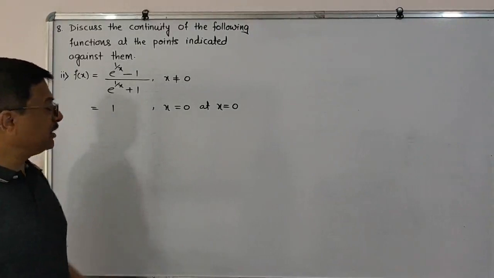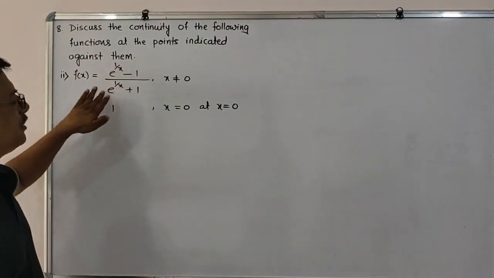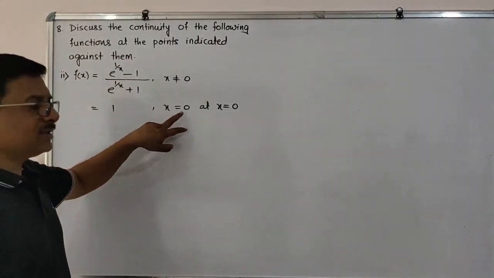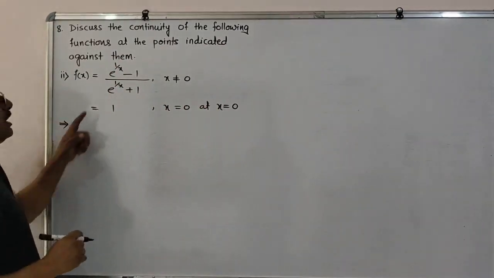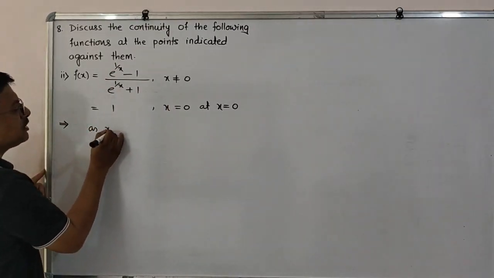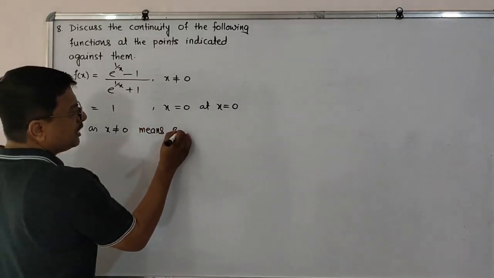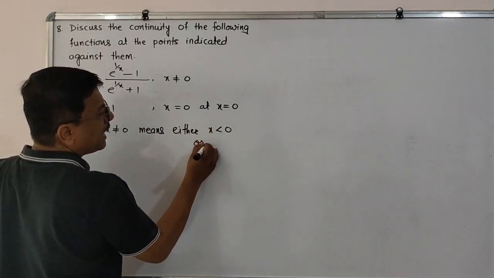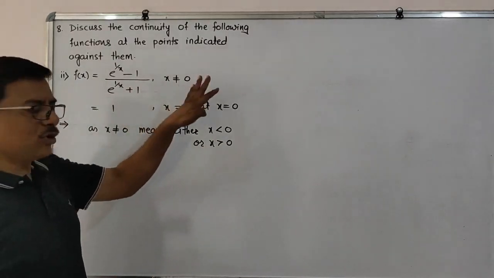Look at this second question. f of x is equal to e raised to 1 by x minus 1 divided by e raised to 1 by x plus 1 for x is not equal to 0, and is equal to 1 for x is equal to 0, at x is equal to 0. Look at the function e raised to 1 by x. Now we know that as x is not equal to 0, it means either x is less than 0 or x is greater than 0. Means x can take its negative value as well as positive value.